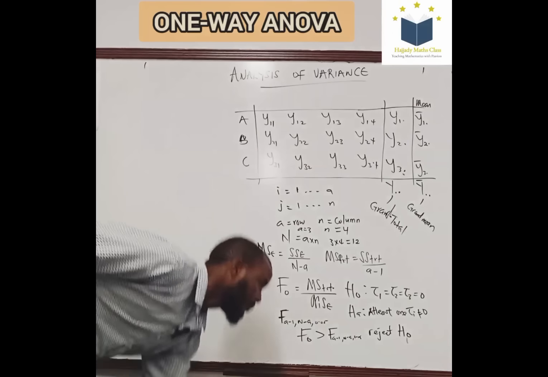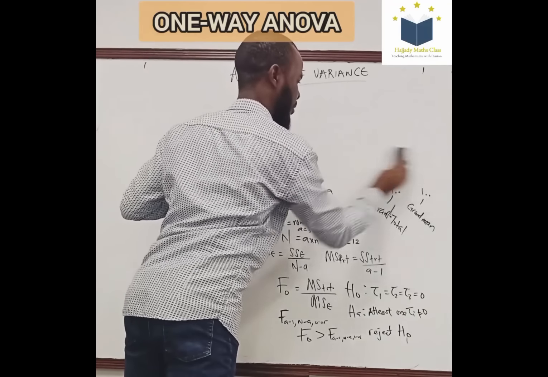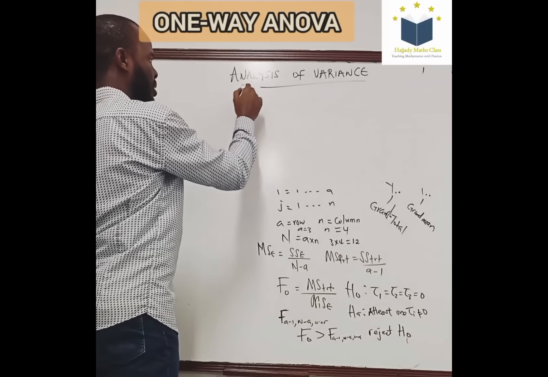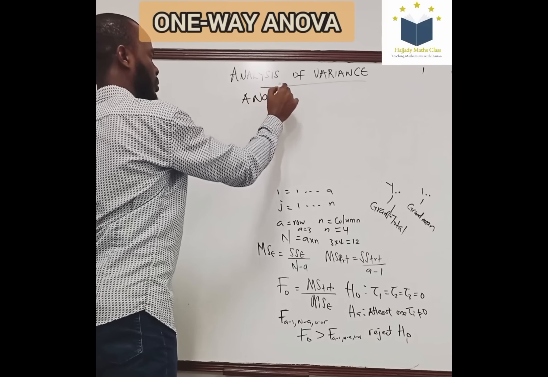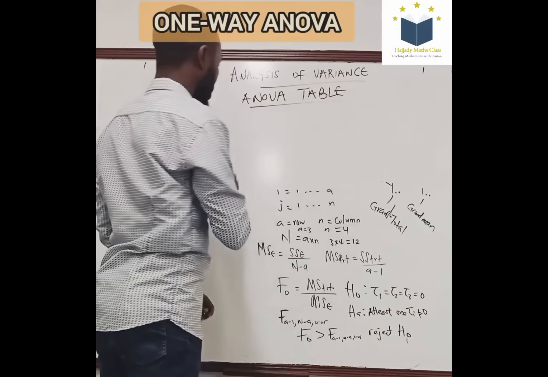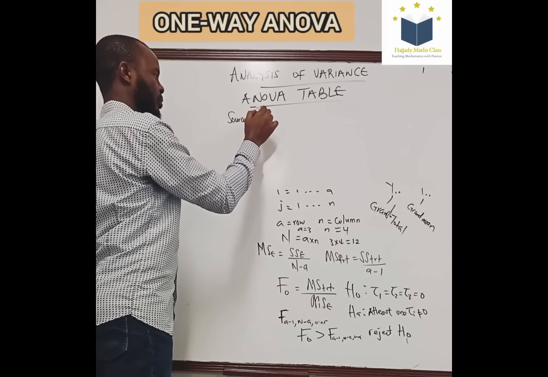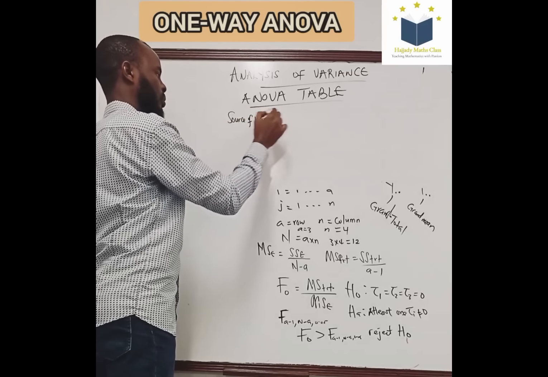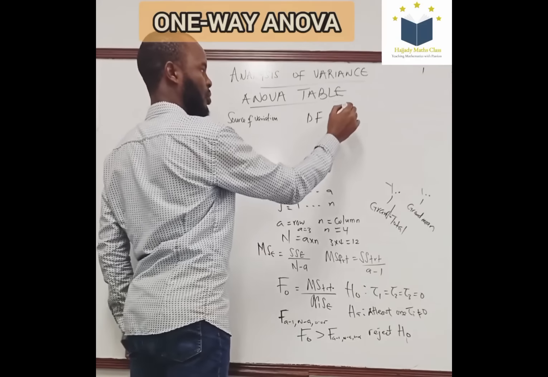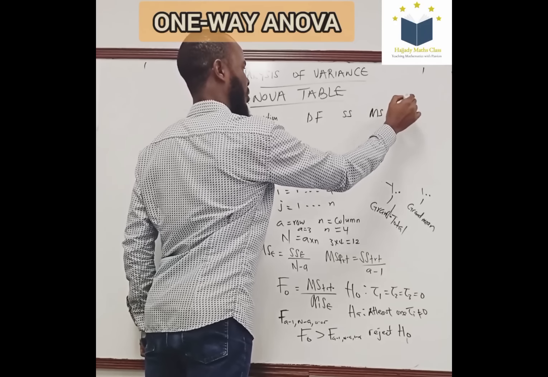Now, typically, we have an ANOVA table like this. Under your ANOVA table, we have the source of variation, the degree of freedom, the sum of squares, the mean square, and we also have the F.